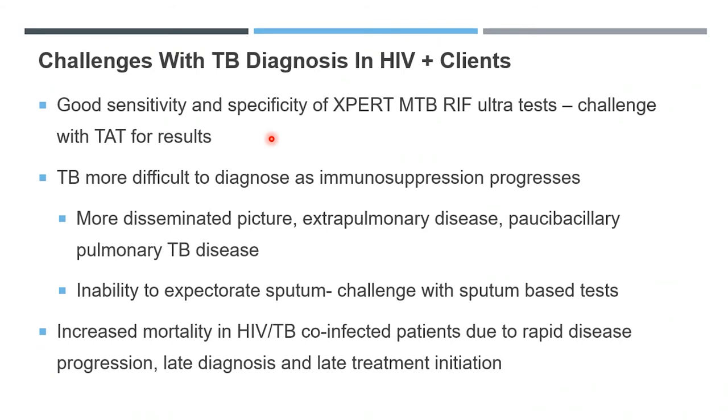The other challenge that we have is that we know that as immunosuppression progresses within our HIV positive clients, TB does become more difficult to diagnose. And certainly we know that in these clients, we can see a more disseminated picture. We see a rise in extrapulmonary disease as well as manifestation of TB within these clients. And we also see paucibacillary pulmonary TB.